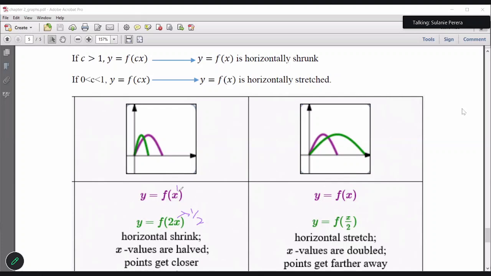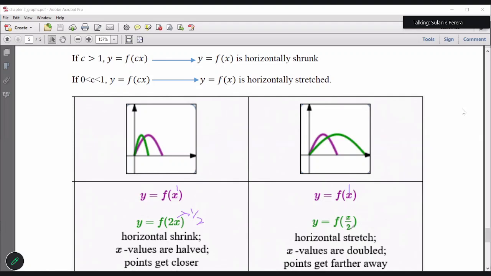If you plug in x equals 1 here, you get some y value, whereas if you plug in x equals 1 there, you will get another y value. But if we want the same y value, we should plug in x equals 1/2. So what has happened to the x values? In order for y to be the same, the x values have halved, right? And the points get closer to the y-axis. Whereas over here, with horizontal stretch, the x values have doubled.